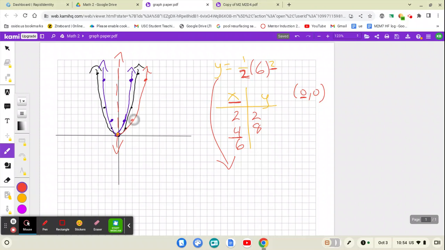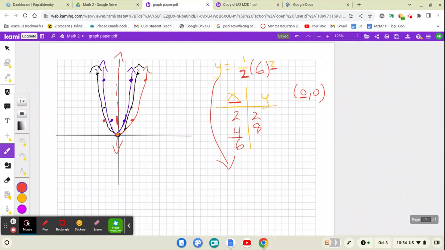Since this point right here, that 2, 2, is 2 units to the right of the line of symmetry, I'm going to go 2 units to the left of the line. It looks like, oh shoot, I don't know what happened there. Sorry, back to it. My hand is hitting things.